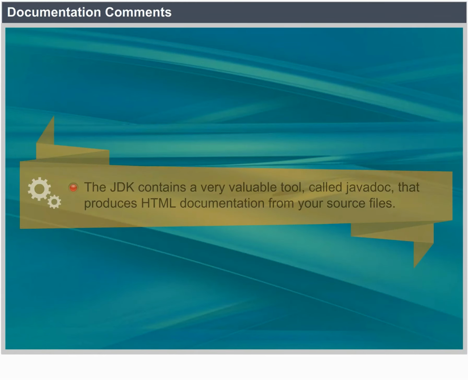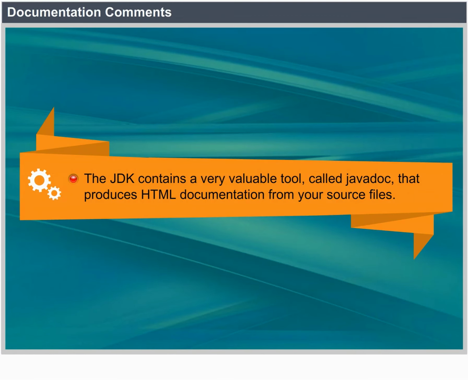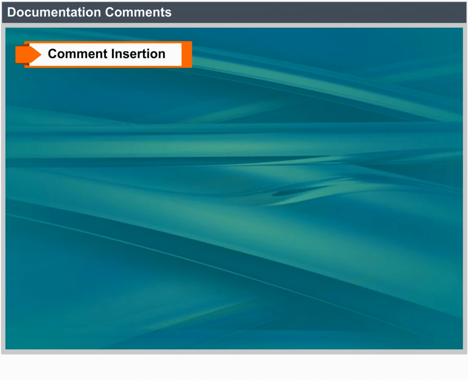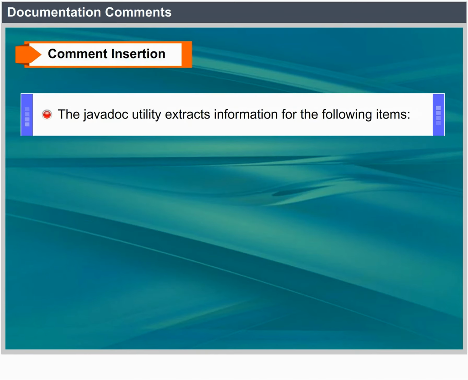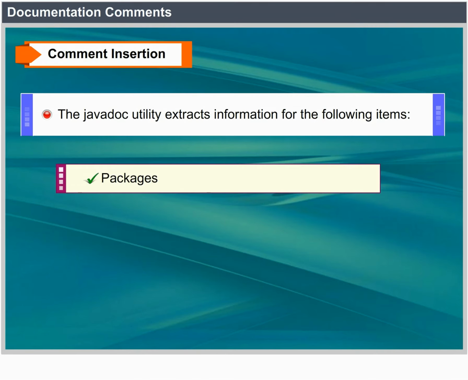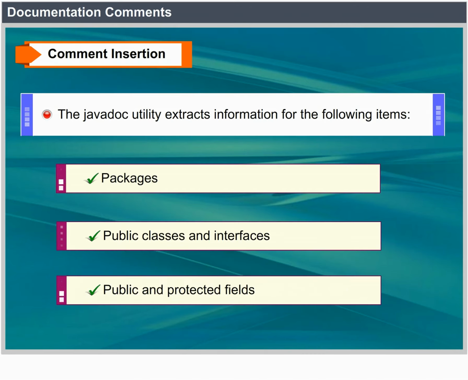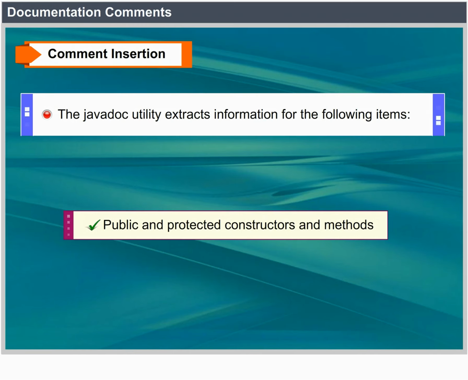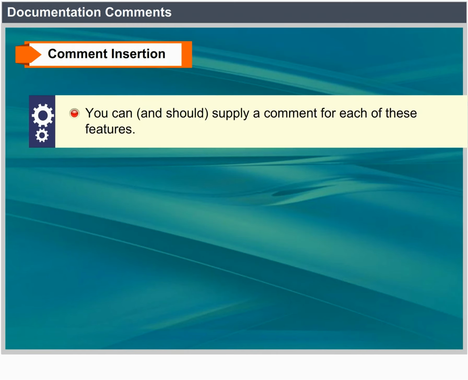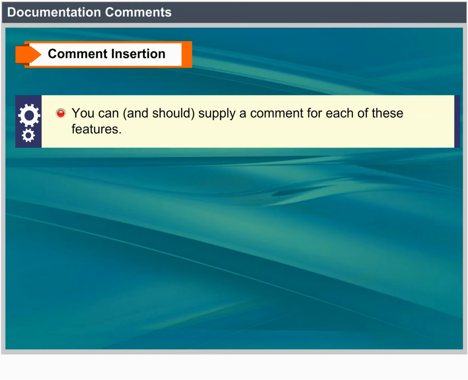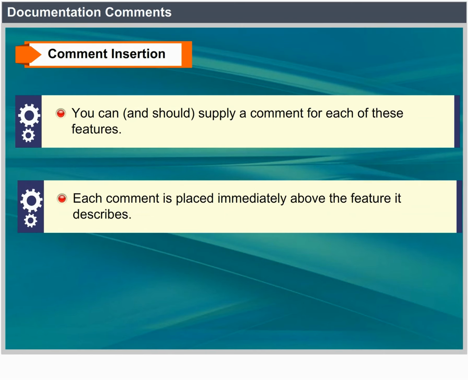Documentation comments. The JDK contains a very valuable tool called JavaDoc that produces HTML documentation from your source files. Comment insertion. The JavaDoc utility extracts information for the following items: packages, public classes and interfaces, public and protected fields, public and protected constructors and methods. You can supply a comment for each of these features. Each comment is placed immediately above the feature it describes.